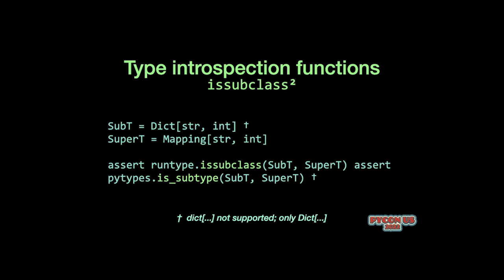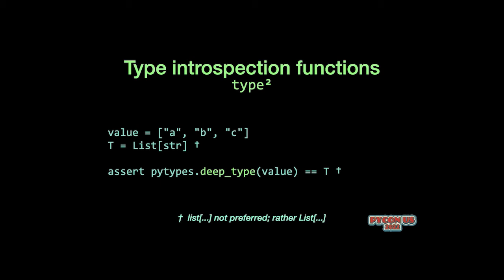And the last one is type. So the type function, normally you give it a value, and then it will give you the type annotation object that describes it. And PyTypes has a version that does its best to guess, especially for collection types. If you give it a list of all string objects, it will try to infer a list of str, or a list of all integer objects, it'll try to infer a list of int.